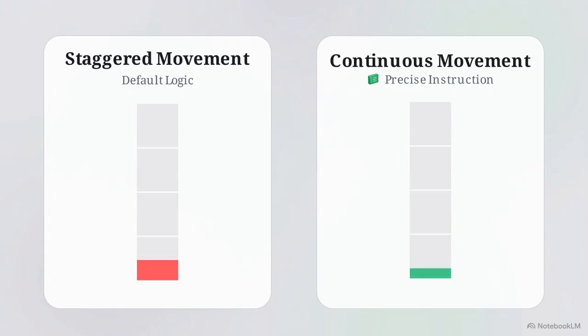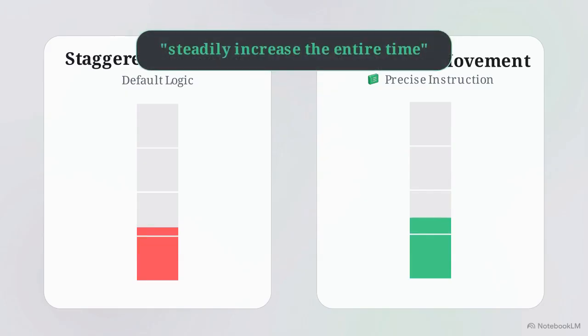You need to use mechanical language. Tell Claude to steadily increase the entire time, so the element reaches its full state exactly when the graphic ends. This specific command forces a continuous movement that plays without stuttering.